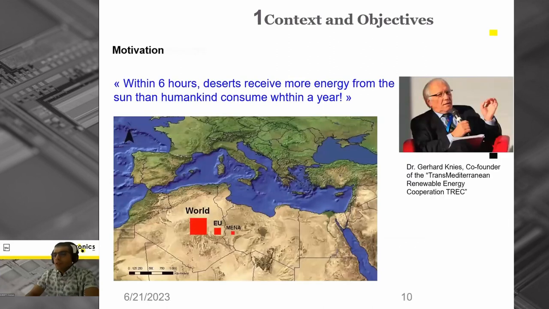So the motivation of our work is firstly, as we said, the abundance or the availability of solar energy. As Dr. Jerry Nies has declared that within 6 hours, the Earth receives more energy from the sun than humankind consume within a year. And as we see, the big red square here with a surface of 255 kilometers square could meet all the world needs.